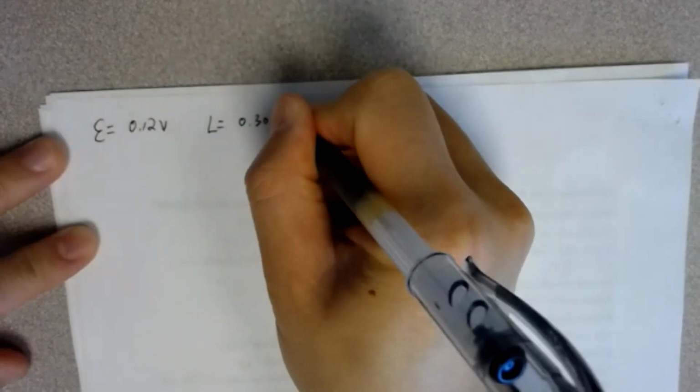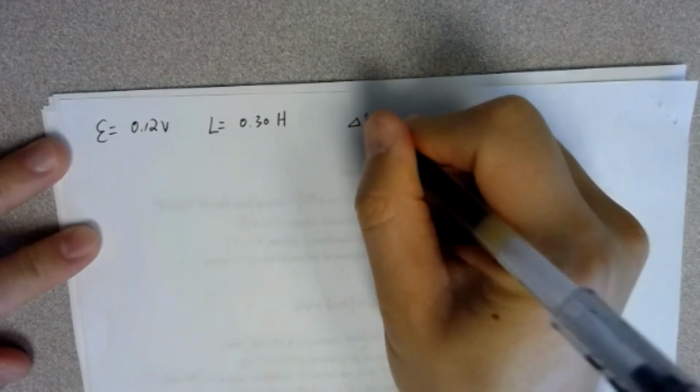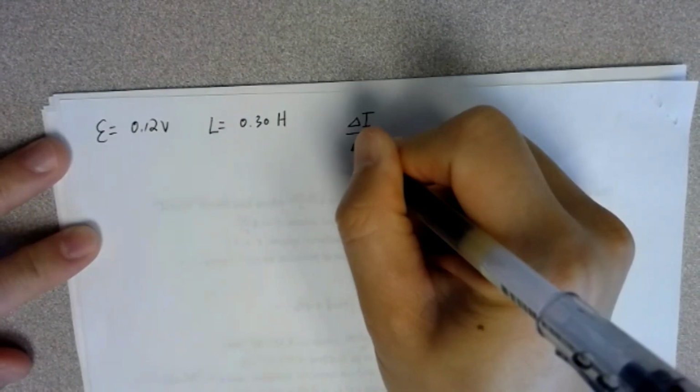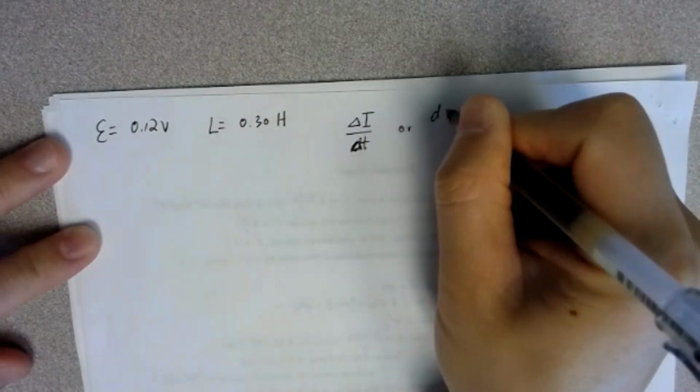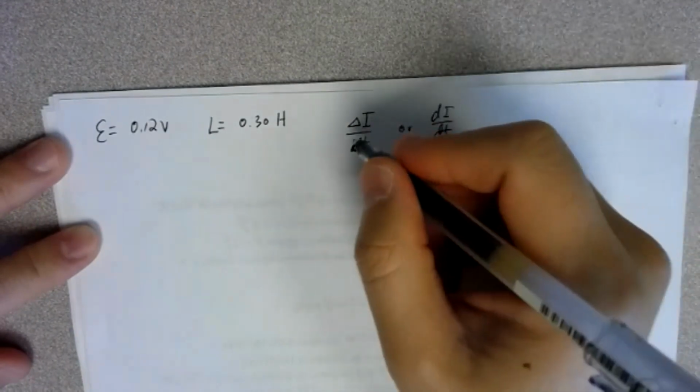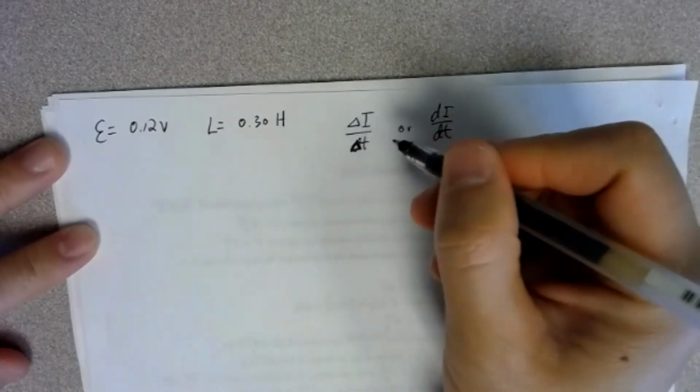So epsilon is being given 0.12 volts. L is given as 0.30 Henry. It's asking us the change of the current, delta I over delta t, or dI/dt. So this is in differential form, and this is in the algebra form.